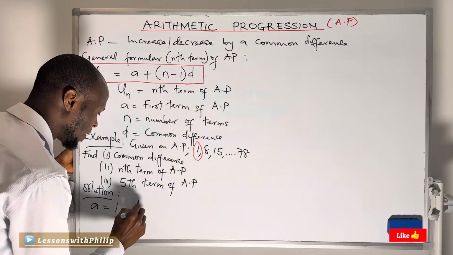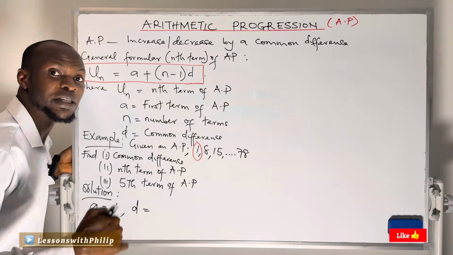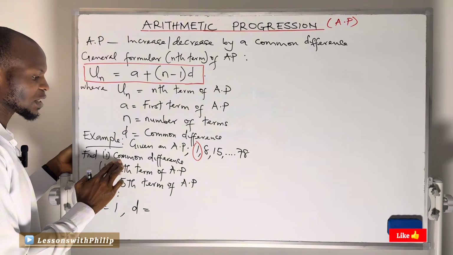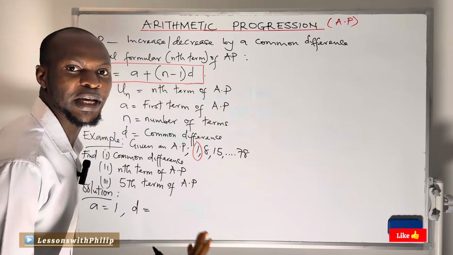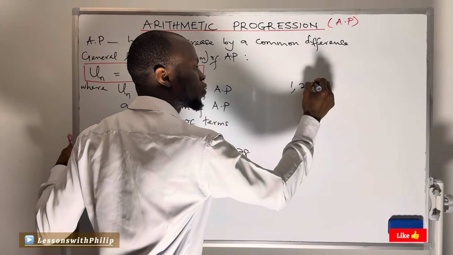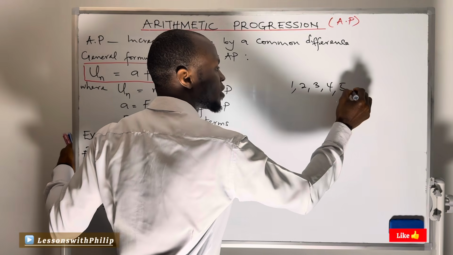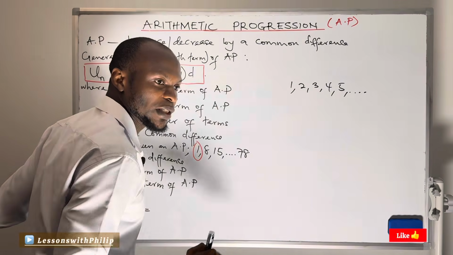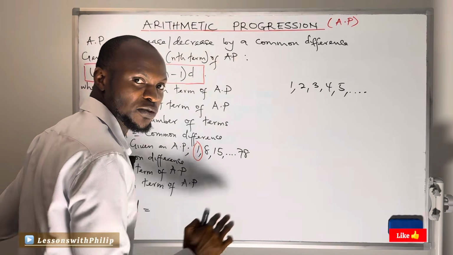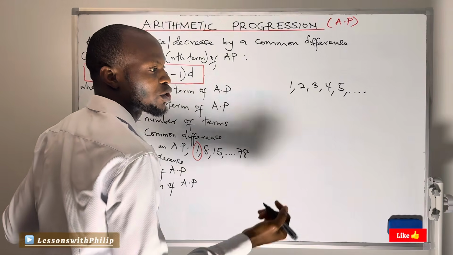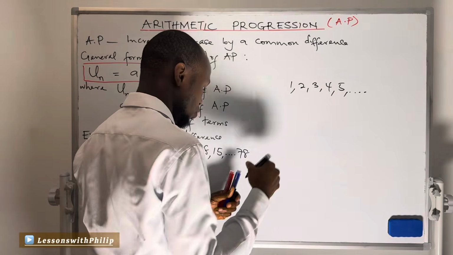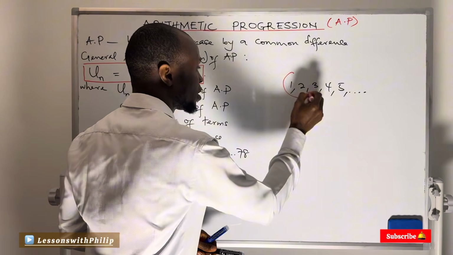My common difference is always either calculated or given. In this example, my common difference has to be calculated. How do you get your common difference? In any sequence, take for instance the sequence 1, 2, 3, 4, 5, and so on: 1 is the first term, 2 is the second term, 3 is the third term. If I'm asked to find the difference in this sequence, you just need to look at two terms that follow each other. I can choose the first two.